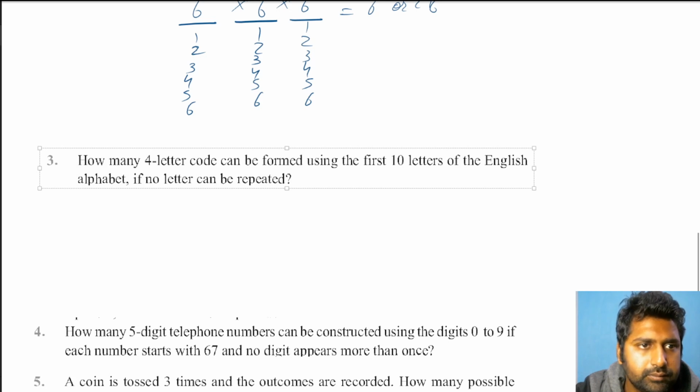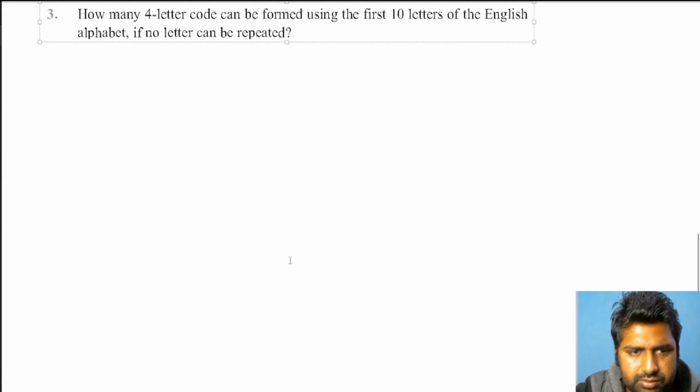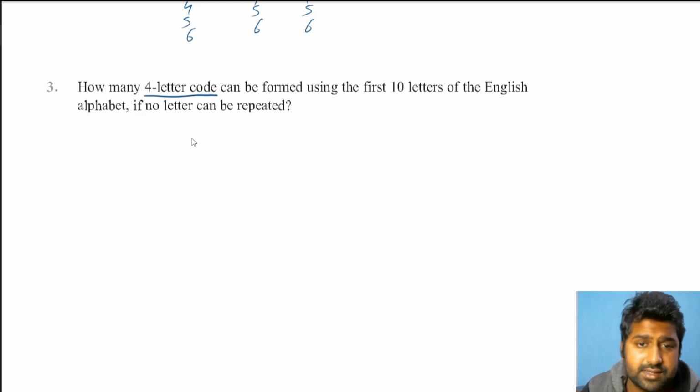Okay, now we have seen a question type in which balls were used. We have seen a question type in which digits were used. Again, we'll move forward. He's saying how many 4-letter code. Now this time he's using letters, alphabets basically. So a 4-letter code has to be generated.